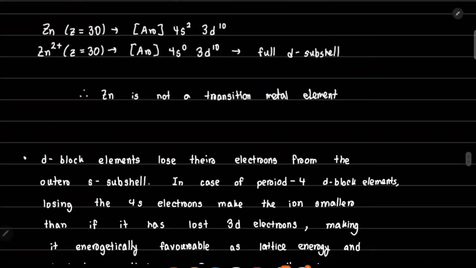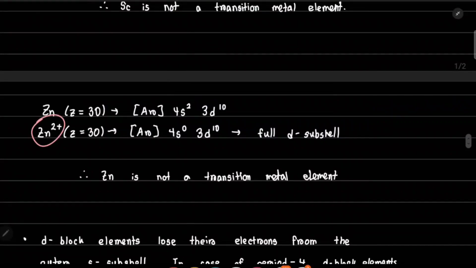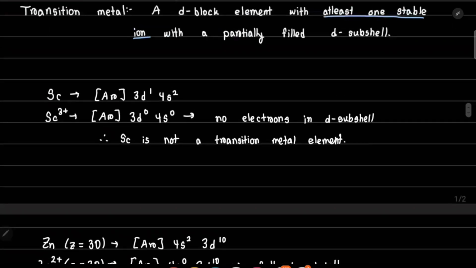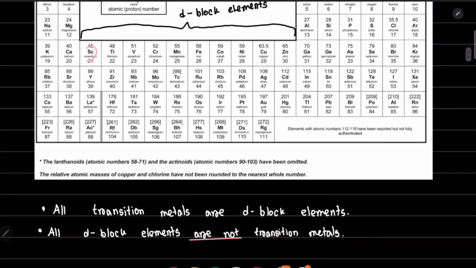Now we have learned 2 exceptions, 2 d block elements which are not transition metals, which are zinc and scandium. So scandium and zinc are not transition metals. However, titanium, vanadium, chromium, manganese, iron, cobalt, nickel and copper are, and in between them we'll mainly study vanadium, chromium, manganese, iron, cobalt, nickel and copper. So these are the ones we'll mainly study.